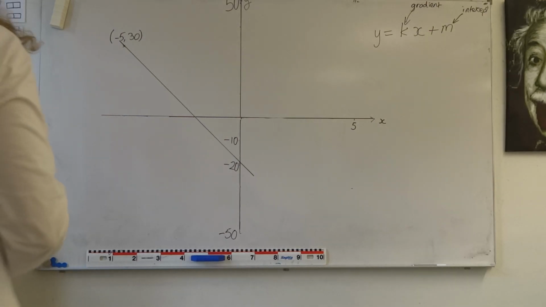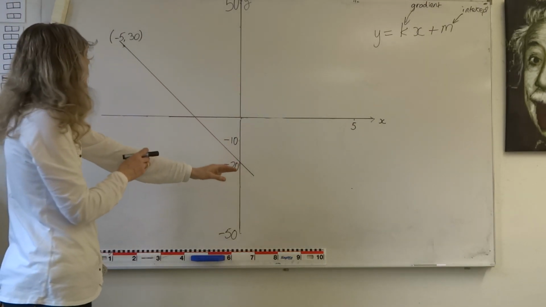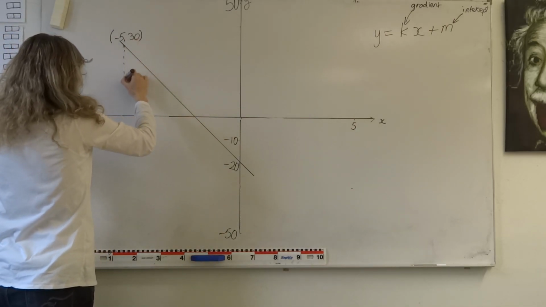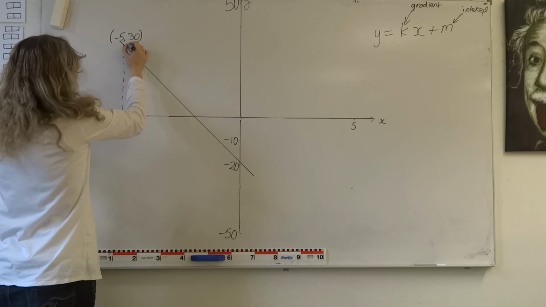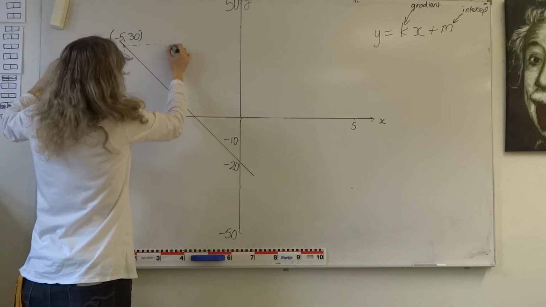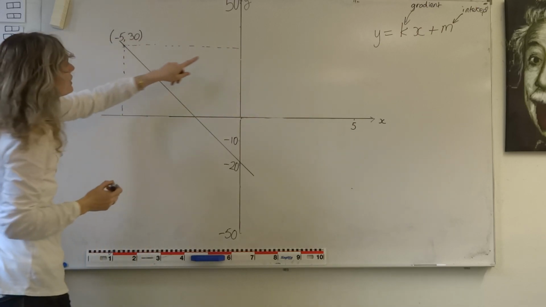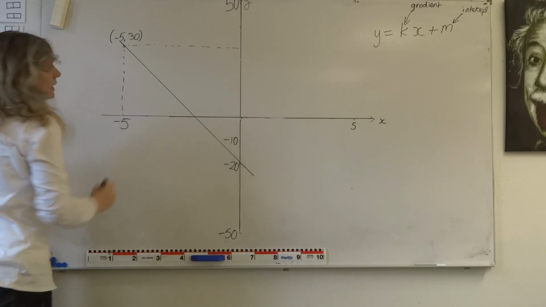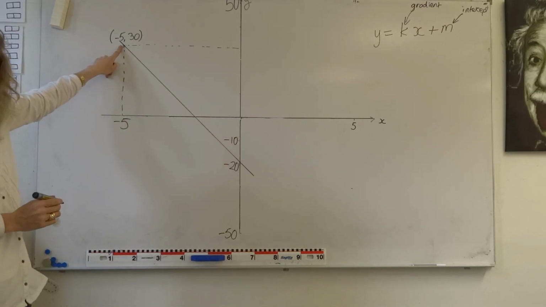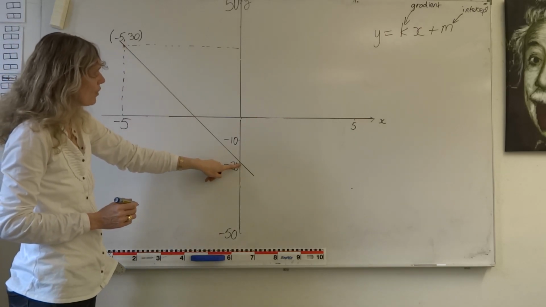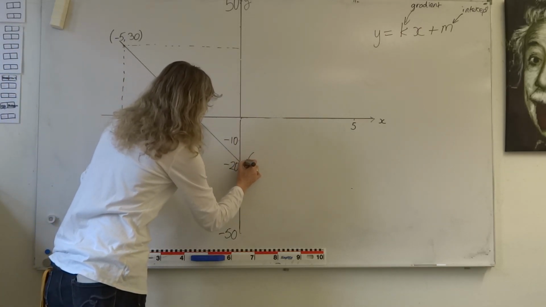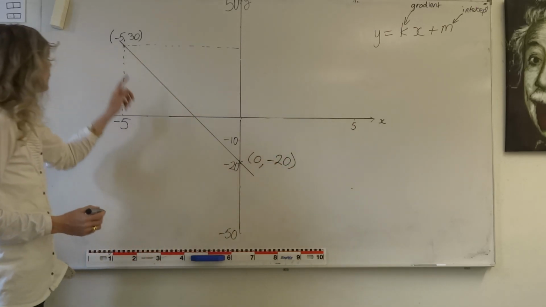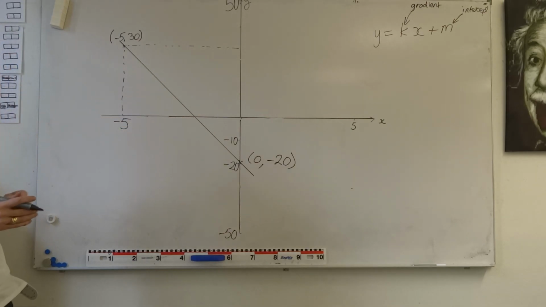Okay, now we would like to work out what the equation of this line is. And what do we know? Well, we know that the line goes through this point here, which is 30 in the y-axis and minus 5 in the x-axis. So we have one point here on the line. We have another point here on the line where when x is 0, y is minus 20. So we have two good points that we can then use to calculate our gradient.